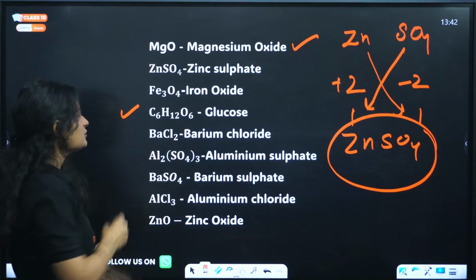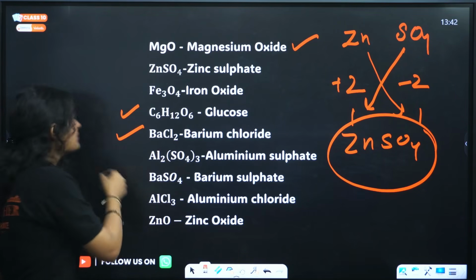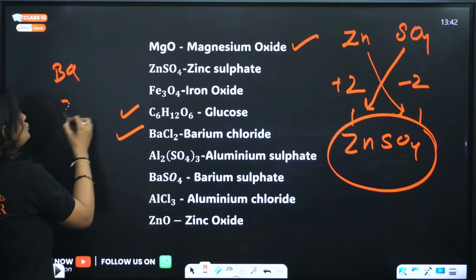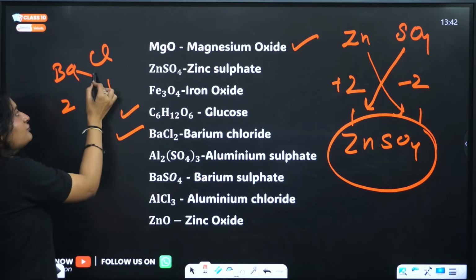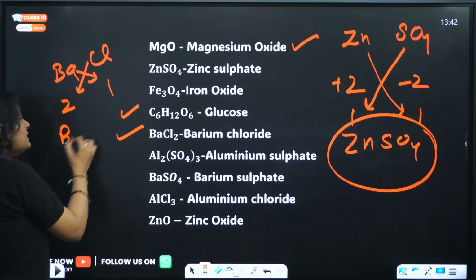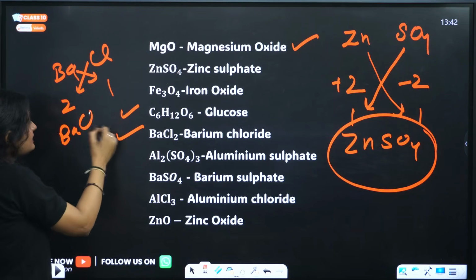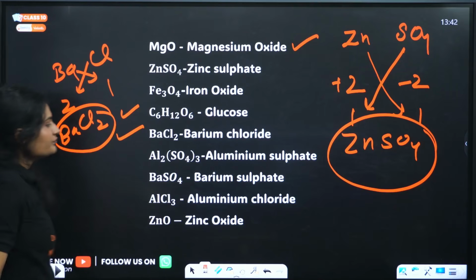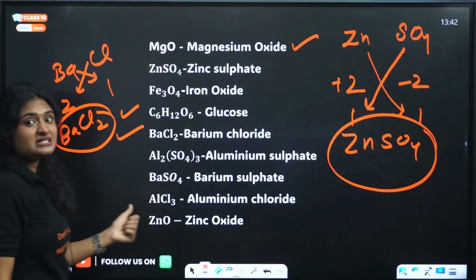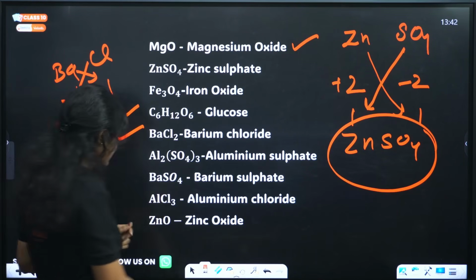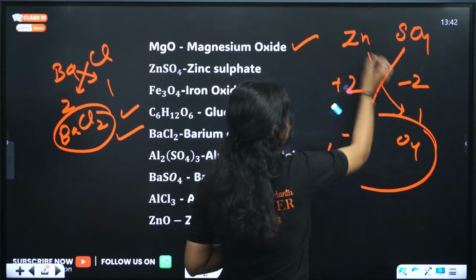Barium chloride, BaCl2. Again, barium has a valency of 2 and chlorine has a valency of 1. If you cross multiply it, we get Ba times 1 and chlorine times 2, BaCl2. Aluminum sulfate. Now aluminum has a valency. This may look tricky, but it is very easy actually. Let me write it for you.